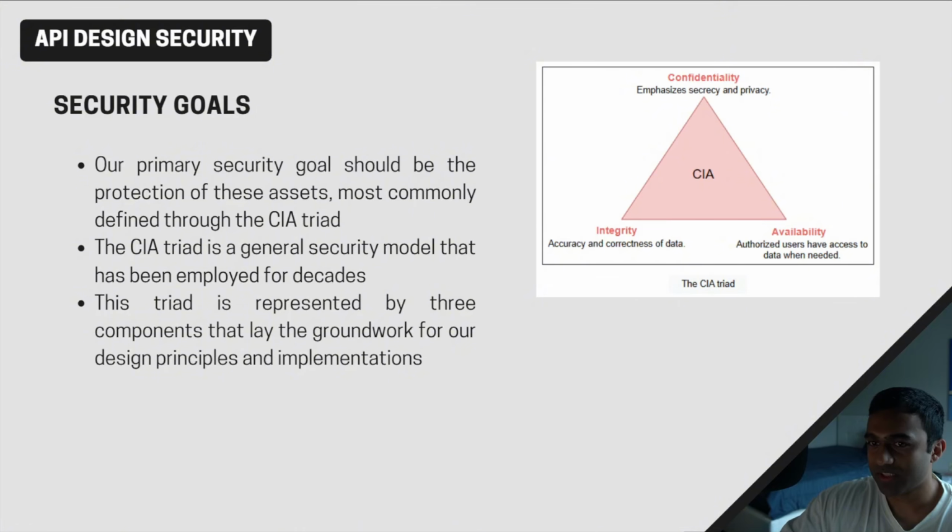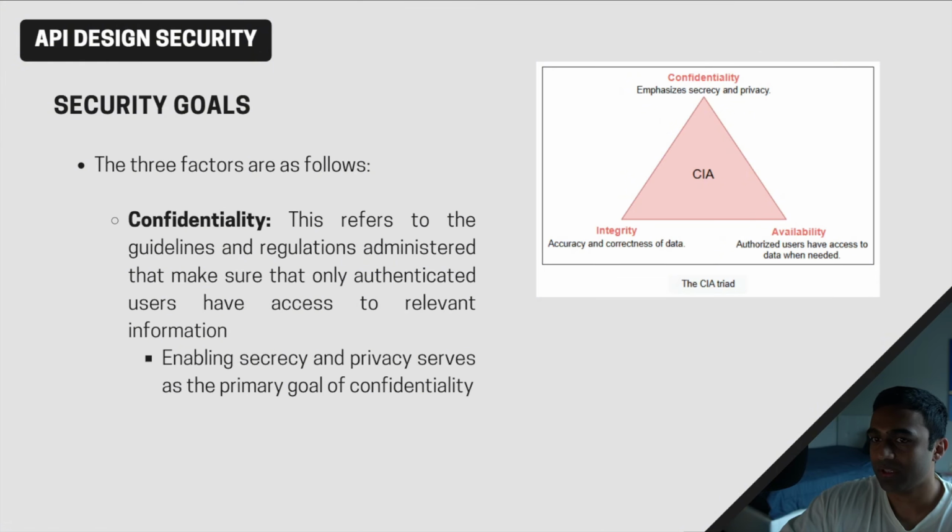So let's talk about security goals. Our primary security goal should be the protection of these assets, most commonly defined through the CIA triad. The CIA triad is a general security model that has been employed for decades. This triad is represented by three components that lay the groundwork for our design principles and implementations. The three factors are as follows.